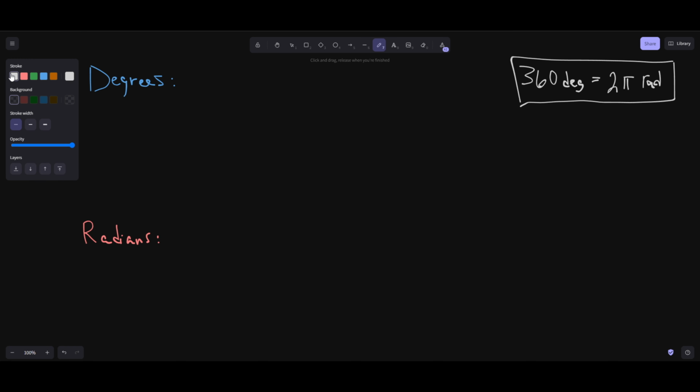Now, let's say that I wanted to make a function for converting these. So let's say that I want to make a function that outputs a value in radians when I input some degrees. So this is my input degrees, and this is my output radians. So that is equal to my degrees in question that I'm converting over 360, and then just times 2 pi.